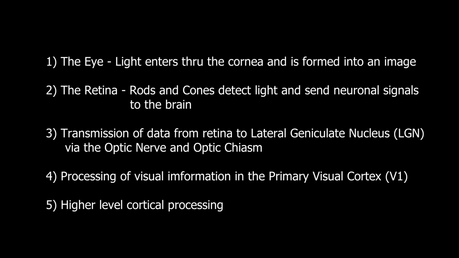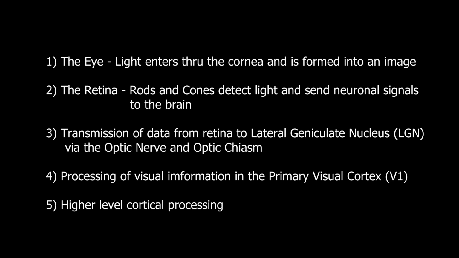Stage 4 is processing in the primary visual cortex, or V1, where the information is taken after it goes to the LGN. And finally, higher level processing in cortical areas, which are basically cortical areas which perform high-level processing after the information has already been taken to V1.